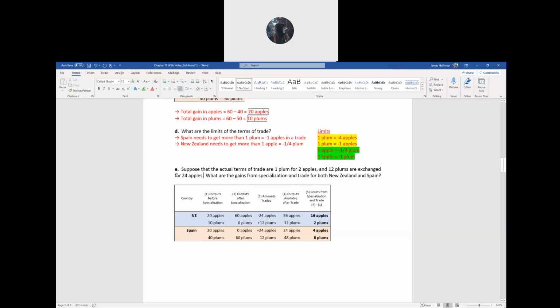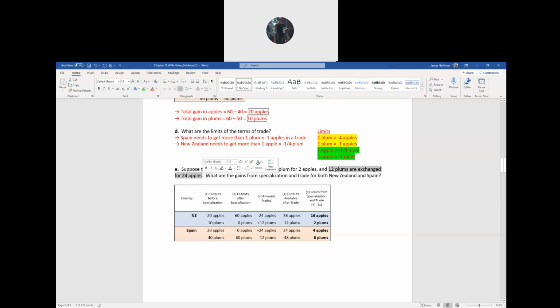So if you're doing 1 to 2, every plum is exchanged for 2 apples, then exchanging 12 plums will exchange for 24. So every plum gives you 2 apples, and the actual trade is 12 for 24.